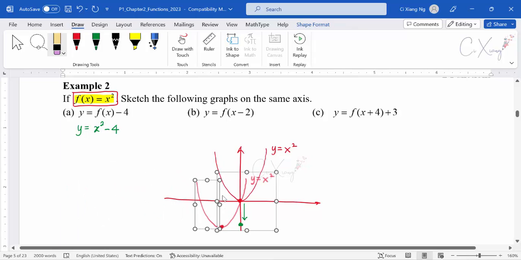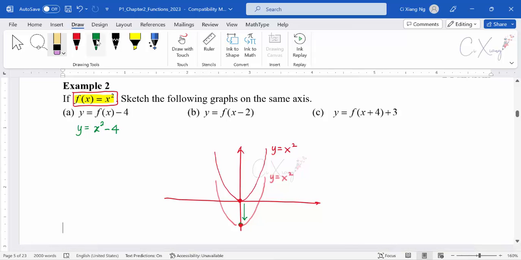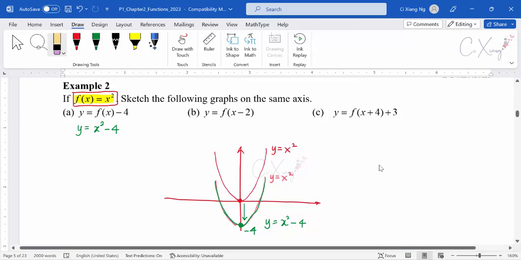Okay, so that means I'm moving my graph 4 units downwards, so it should be something like this. You can see that the shape of the curve is still the same, which is the U shape. Just that the minimum point here, the minimum value, we change from 0 to negative 4. So this green graph is y equals x squared minus 4, where we are trying to move y equals x squared 4 units downwards.